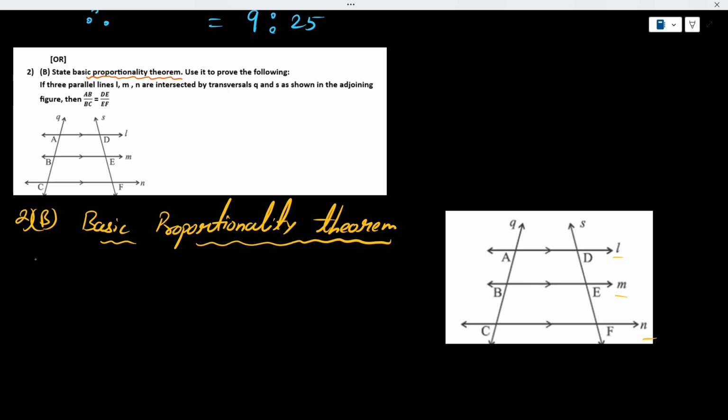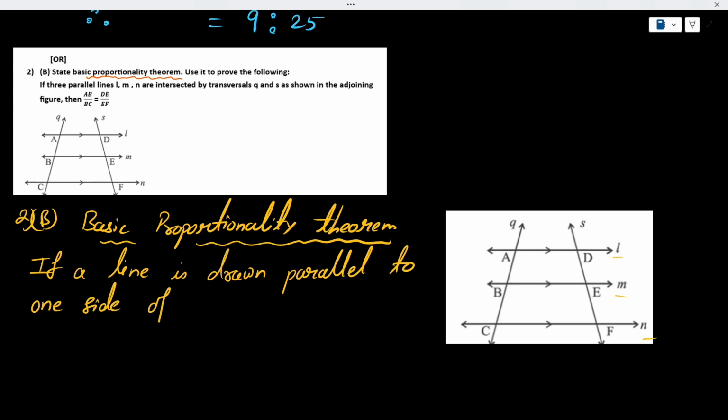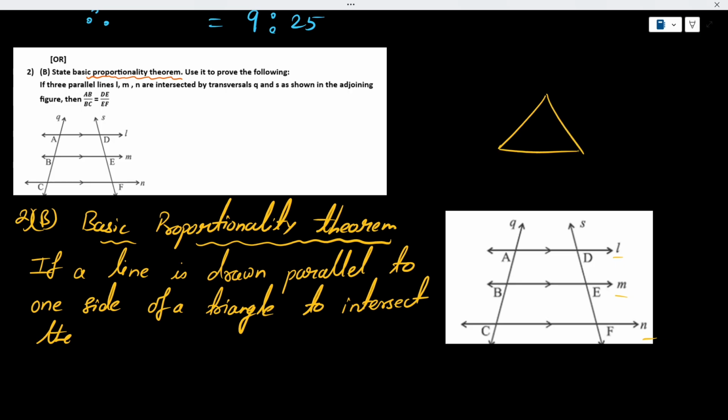So the theorem says, if a line which is drawn parallel to one side of a triangle, to intersect the other two sides. Because what is the basic proportionality? You remember with the figure, then you don't forget it here.